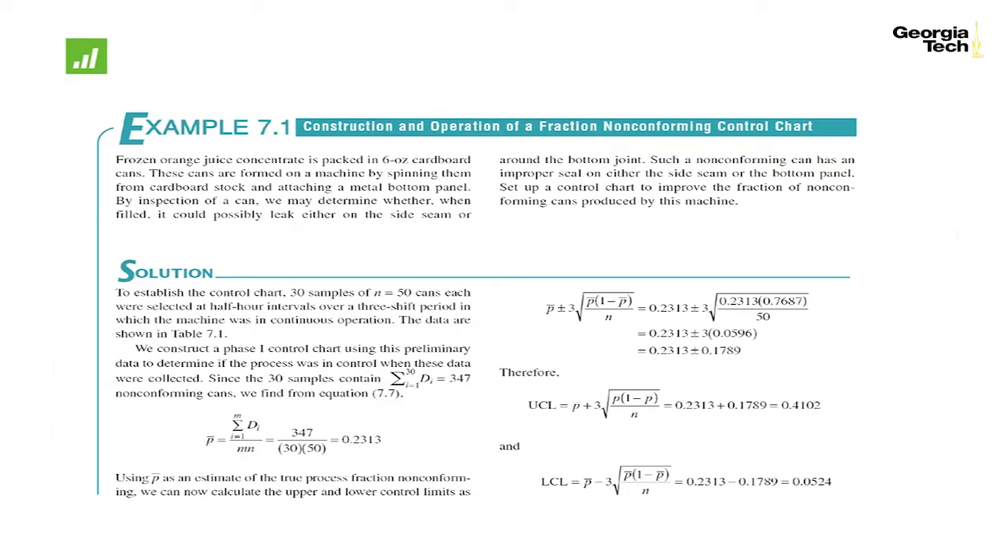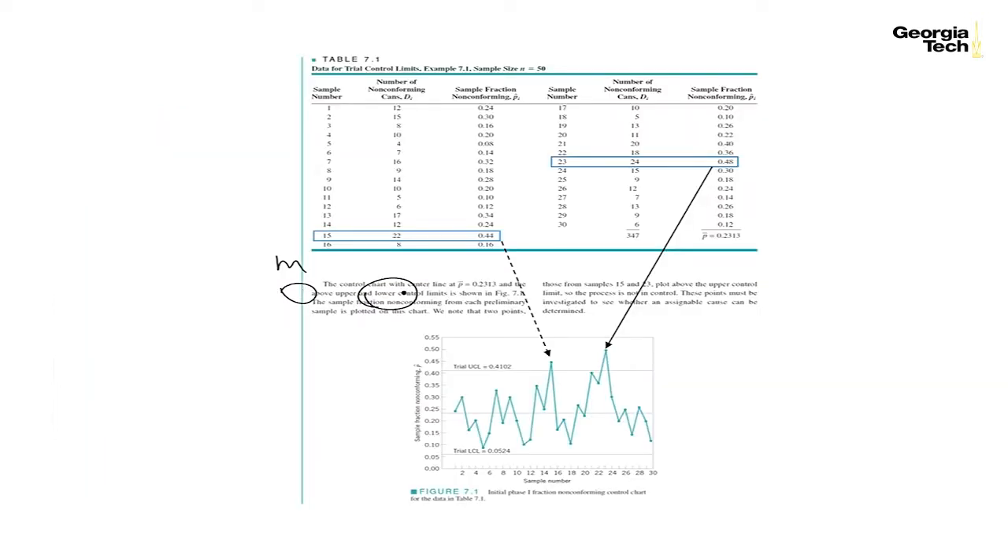Now, here is one example. Let's say we are interested in monitoring the packaging process for frozen orange juice concentrate. And what we do, we collect 30 samples. So M is 30. And each sample includes 50 observations. And here is basically the observation. This is 1 to 30. And the second column shows the number of non-conforming packages out of these 50, so it's 12, 15, and so on and so forth.